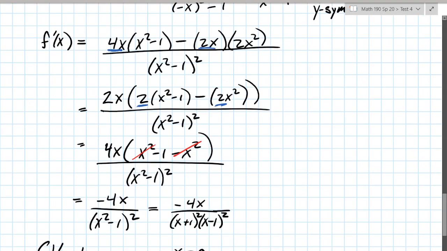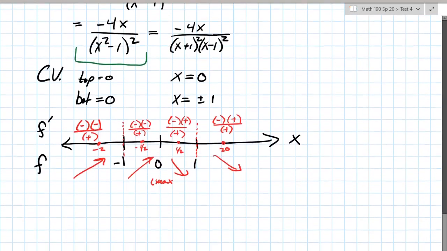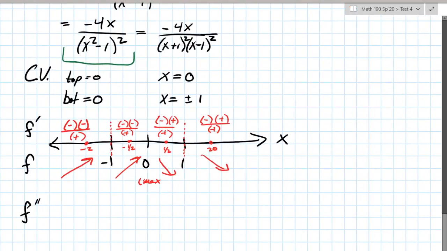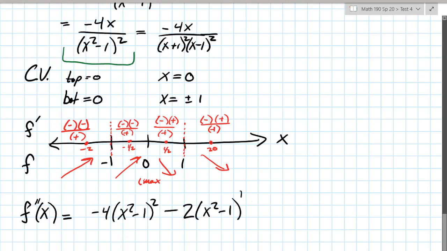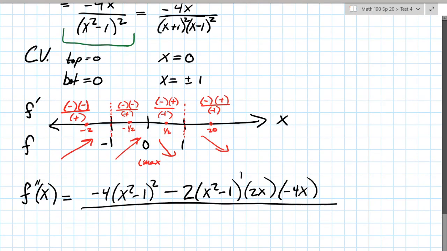And to me, the most convenient step for the second derivative looks like that one right there. So we'll use that for our second derivative. F double prime of x, again we've got quotient rule: derivative of the top times the bottom, minus the derivative of the bottom, here we have a chain rule, times the top, all over the bottom squared.